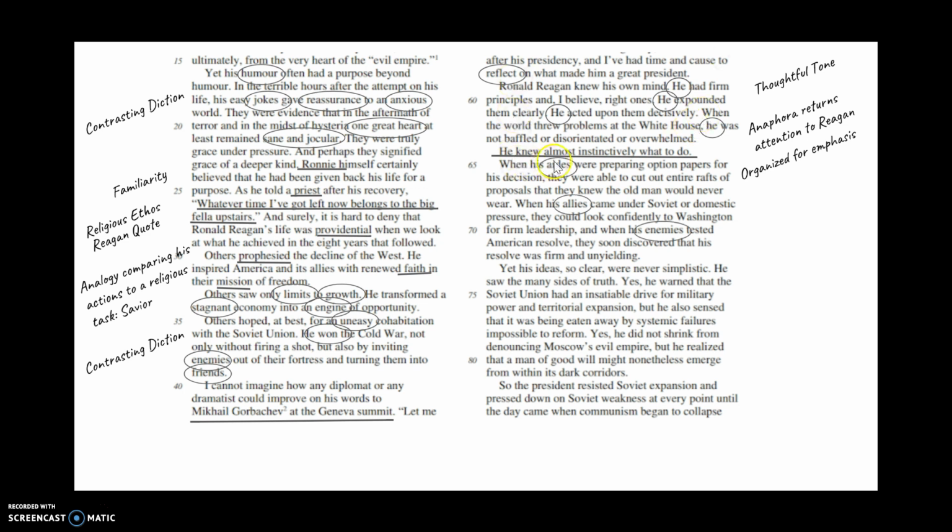Then we have aides, allies, and enemies. And so this shows that his greatness was clear no matter the relationship. He was great to his aides, he was great to his allies, and even to his enemies. He was a great and firm leader.